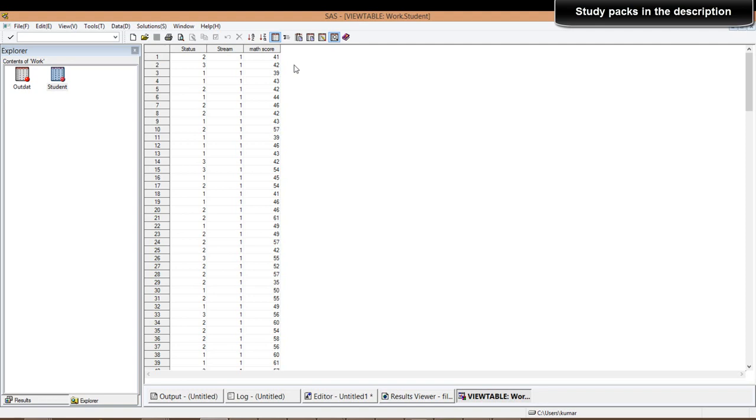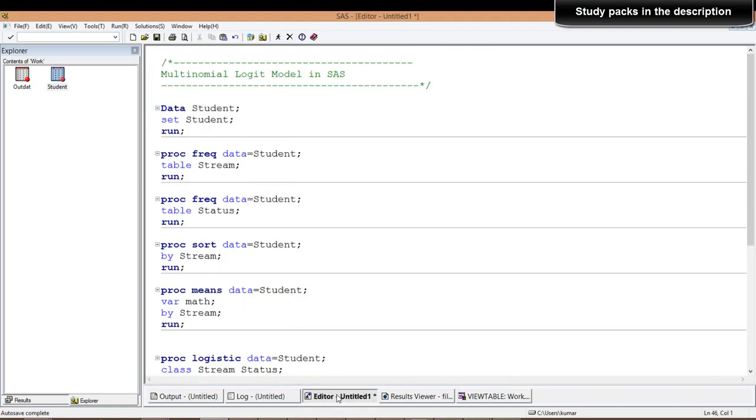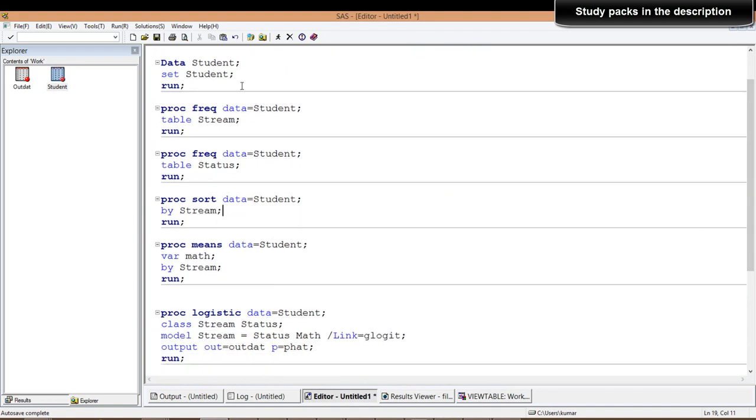So these are the 3 variables in front of us, and stream is going to be the dependent variable for us, which has got 3 values, 1, 2 and 3. 1 stands for physics, 2 stands for computer science, and 3 stands for economics. So hope you have understood the data. Now let's start with some basic descriptive statistics.